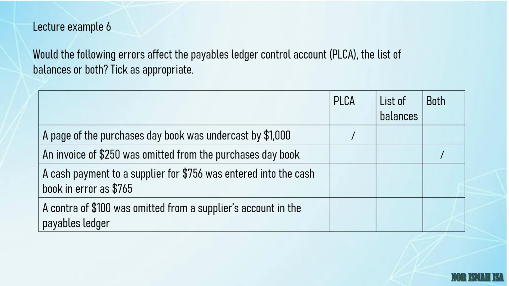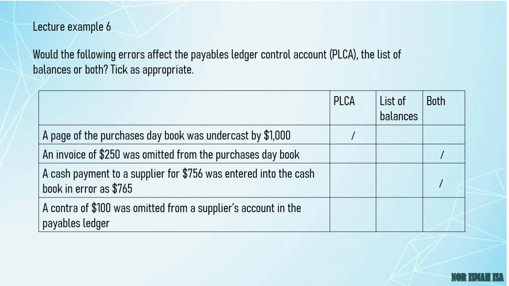As for the cash payment to supplier of 750 that was entered into the cash book in error as 765, this is a transposition error. As a result, we also record the wrong amount in the supplier account. So the payable ledger will give the wrong answer, and the payable ledger control account also gives the wrong balance, because we will post the incorrect amount to the control account. So this mistake happens in both the payable ledger control account and the list of balances.